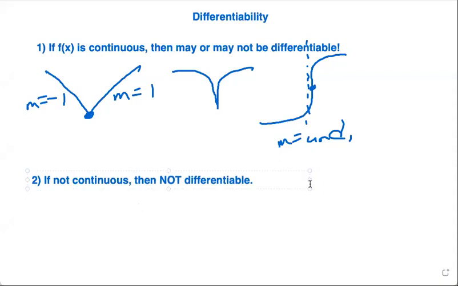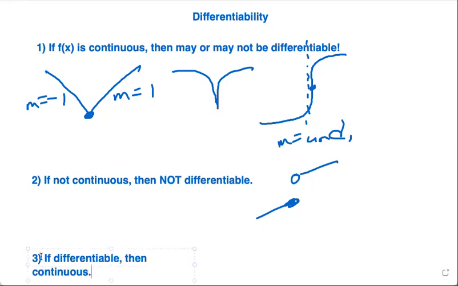Okay, so what does that mean? Well, the whole point of differentiability is being able to take the slope at a point. If that point doesn't exist, or if it's not continuous, well, then you can't really take the derivative at this instance in time. So if it's not continuous, it's not differentiable. And then lastly, if it's differentiable at a point, then it has to be continuous.